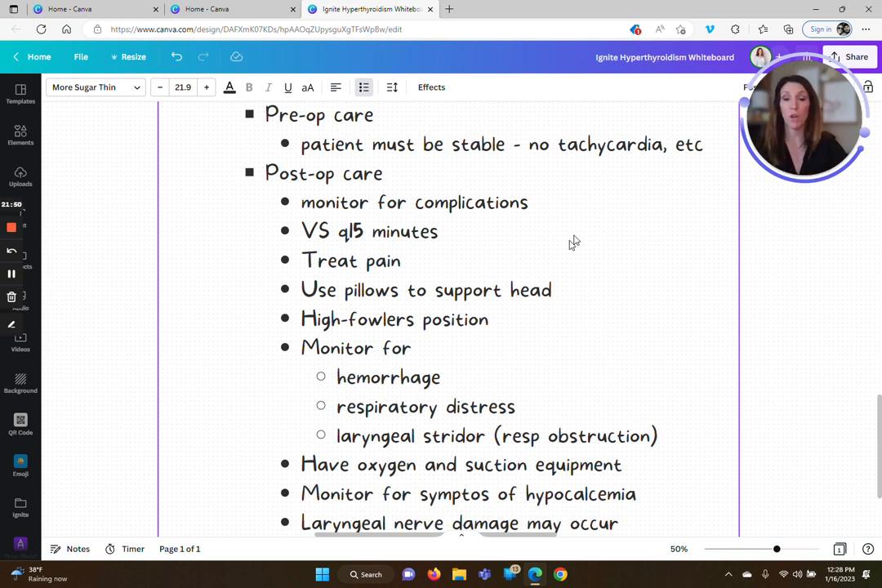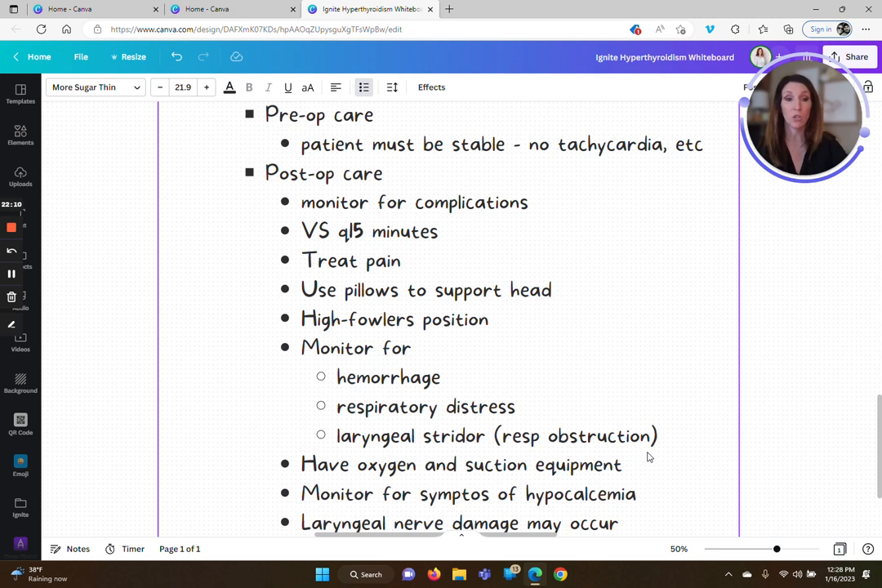So we're monitoring for hemorrhage. I talked about that. If we are having any hemorrhaging or swelling that's extreme, we may develop respiratory distress. Okay, and so we're going to need to be watching for laryngeal stridor, which is going to indicate a respiratory obstruction.